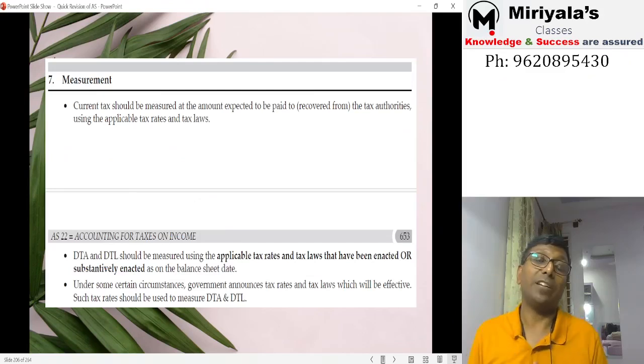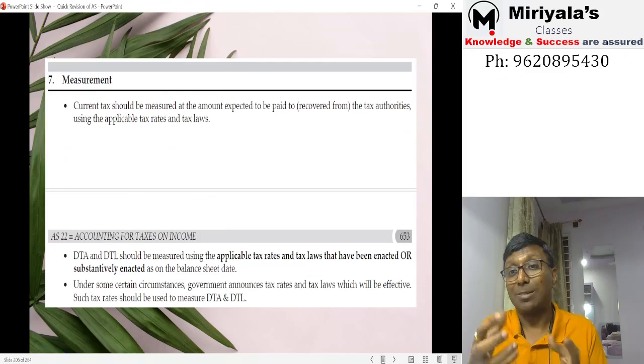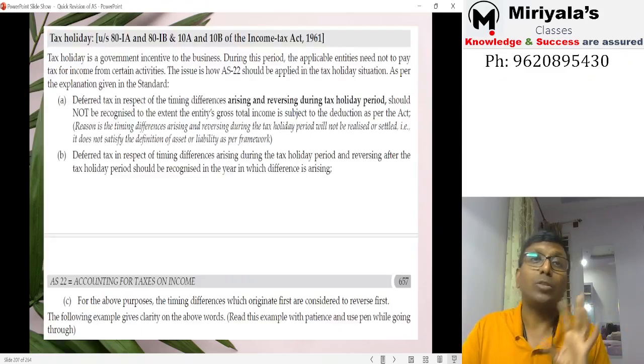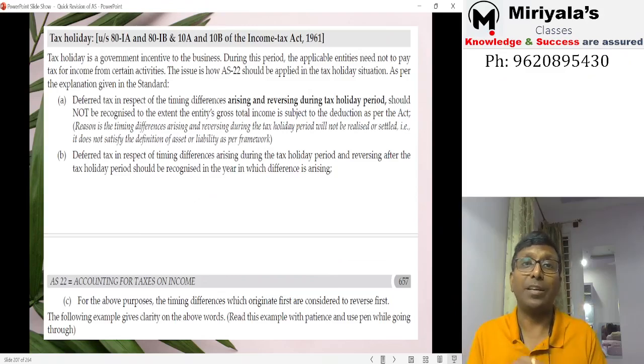Next, sir, at which rate is deferred tax asset or deferred tax liability supposed to be computed? You should apply whatever the applicable tax rate is, which is enacted. Some rates are substantially enacted, but generally we don't use the substantially enacted, though the sentence is there in the standard. The international standard also says that enacted and substantially enacted rates should be taken, but practically we apply only those enacted rates.